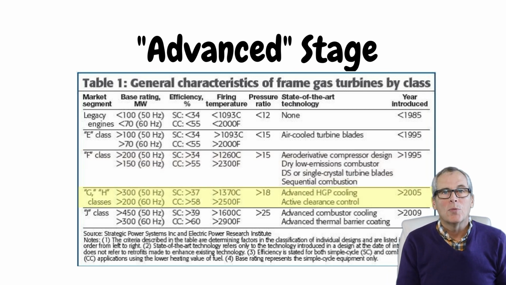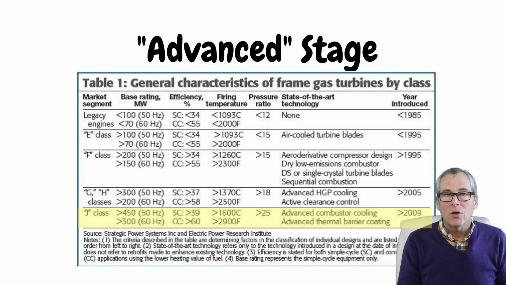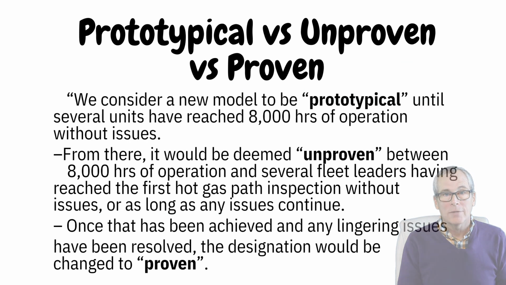G and H machines are pushing the envelope even farther. With firing temperatures over 2,500 degrees, these machines need a lot of protection. In addition to all of the previous developments, they have advanced hot gas path cooling systems. G and H also introduced active clearance control. J-class machines are pushing the firing temperatures to over 2,900 degrees Fahrenheit. In addition to everything we've done before, now we have to have more advanced cooling and advanced combustor cooling, as well as advanced thermal barrier coatings.